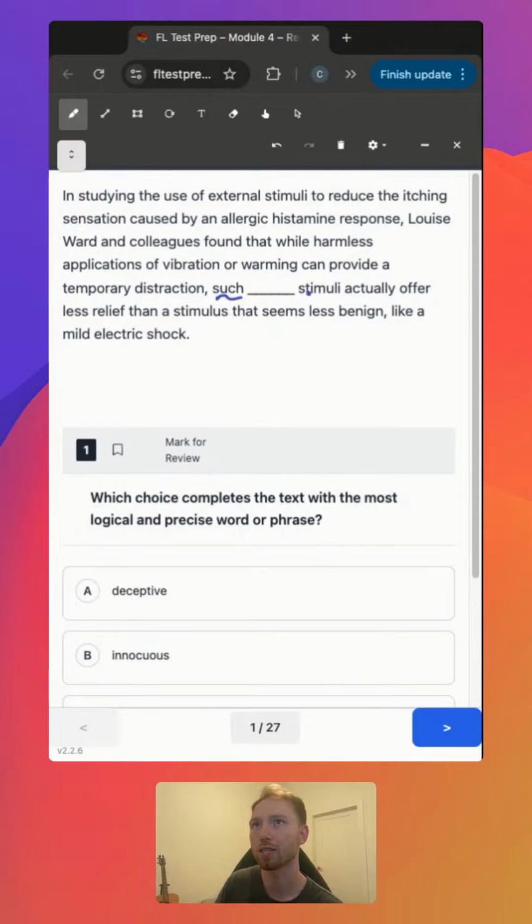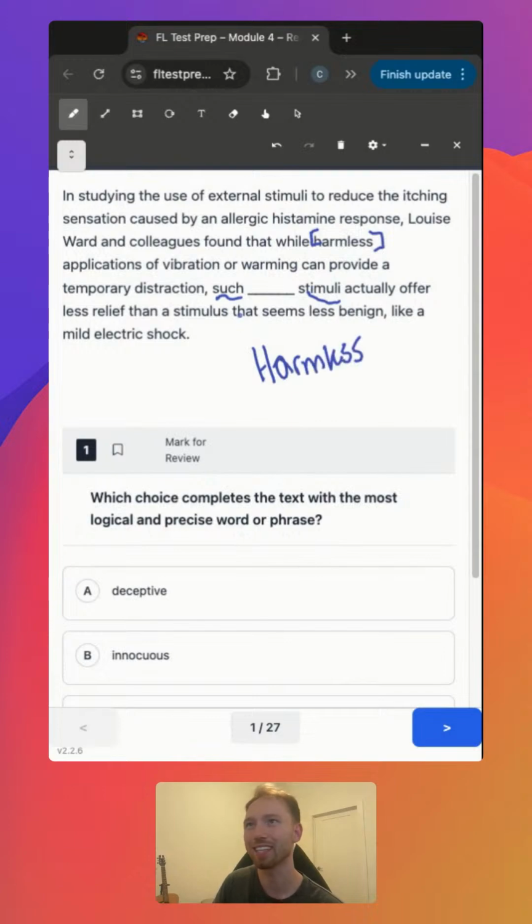So we're talking about stimuli here. Louise Ward and colleagues found that while harmless applications of vibration can provide temporary distraction, such blank stimuli. I see this strong word here, "harmless." So I know whatever description is going to come before the blank is going to relate to harmless. So I'm going to just use harmless again. I can use the same word twice, can't I? So I'm going to say harmless. That's my prediction.